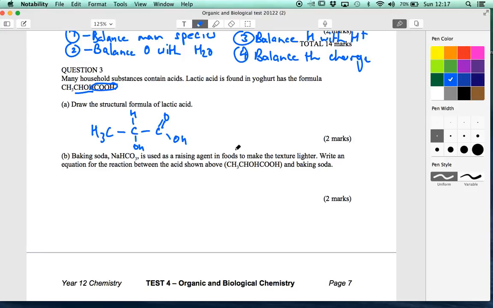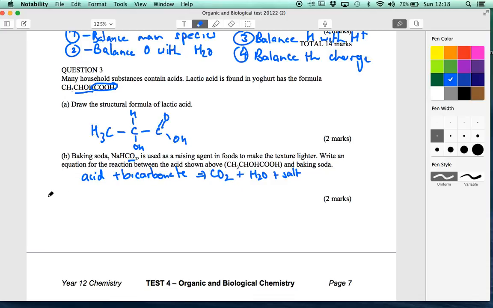That's what it looks like there. It says baking soda is used as a raising agent in foods to make the texture lighter. Write an equation for the reaction between the acid shown above and baking soda. Well, we have an acid and we have soda, which is a bicarbonate. With an acid and a bicarbonate, we get carbon dioxide, water, and the salt. Now, because this is a carboxylic acid, I'm going to get a carboxylate salt here.